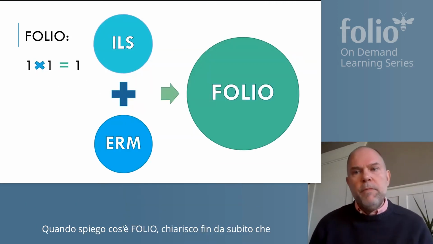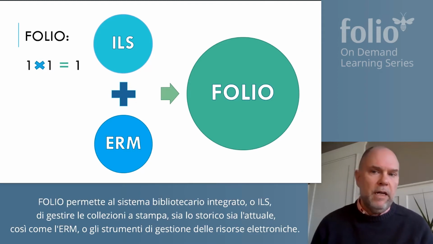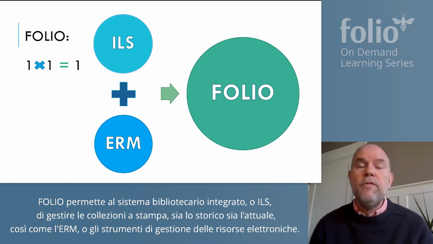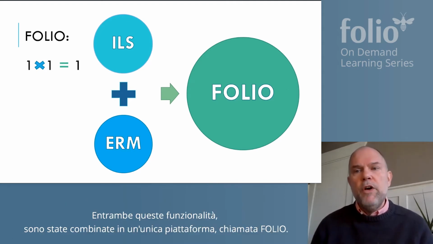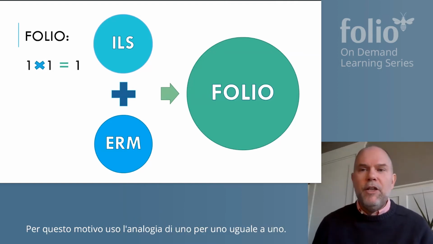One thing I want to make really clear here when we're talking about what is Folio, Folio allows the integrated library system, or ILS, to manage the print collections historically and over time, as well as ERM, or electronic resource management tools. So both of those functions, both of those products have been combined into a single platform, which is Folio. And that's why I use the analogy of 1 times 1 equals 1.